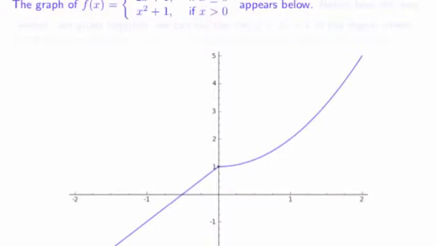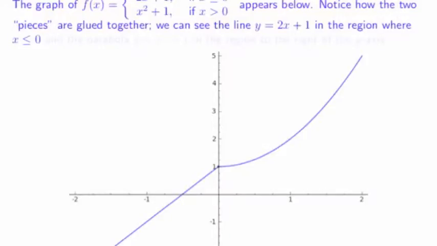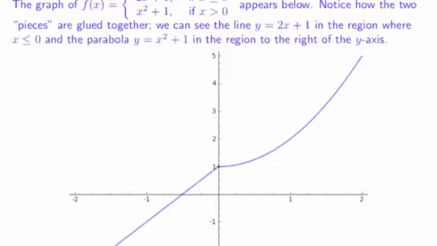If we graph the function, it looks like this. On the left of x equals 0, we have the line y equals 2x plus 1. And on the right of x equals 0, we have the parabola y equals x squared plus 1. Notice how these two pieces are glued together. We can see the line y equals 2x plus 1 in the region where x is negative, and we can see the parabola in the region to the right of the y-axis.